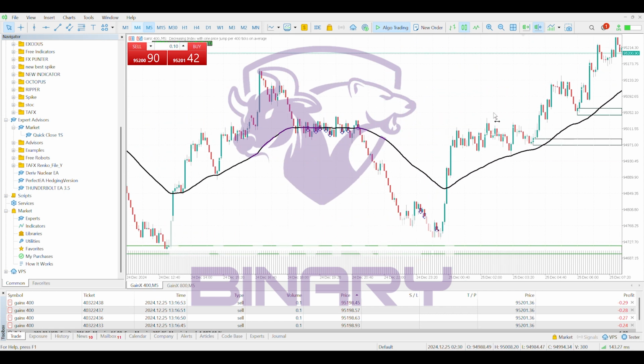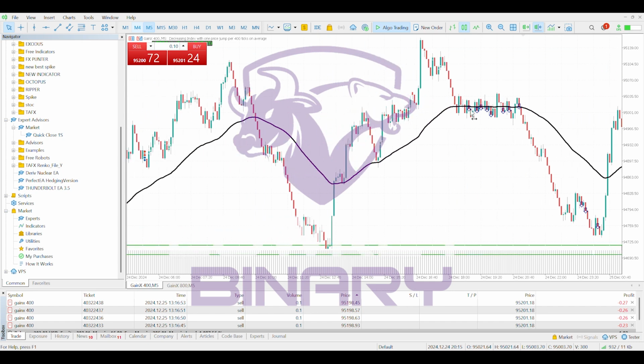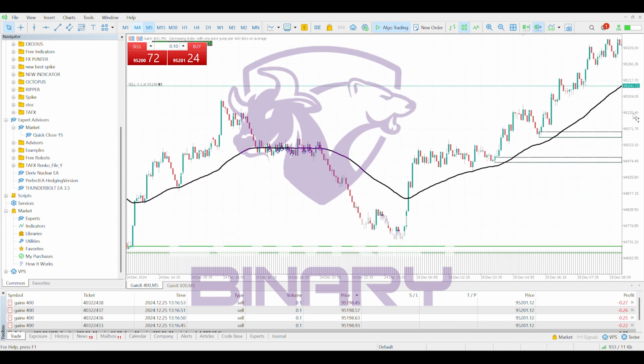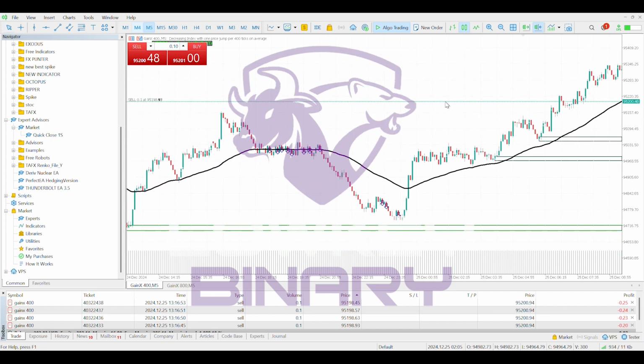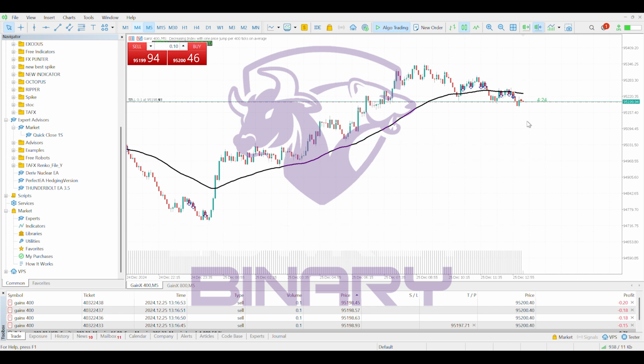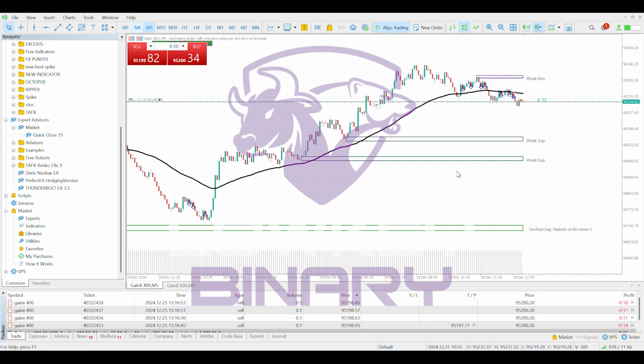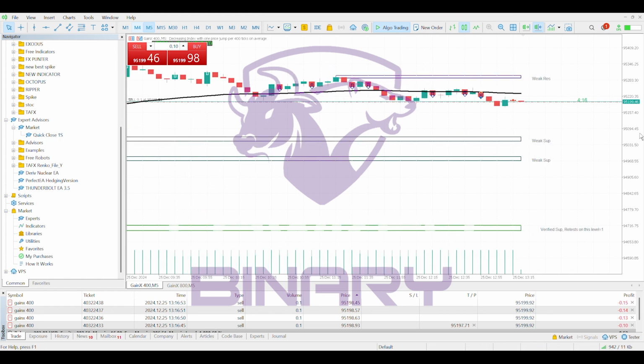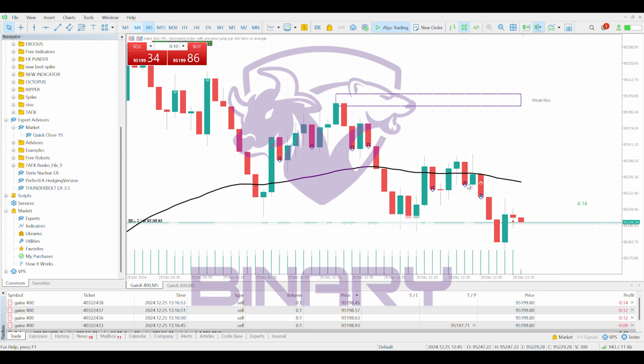This is basically my interface. As you can see, it's not too complicated. This is basically what I use. I use moving average, as well as support and resistance levels, and also the indicators I use, which is these arrows here.